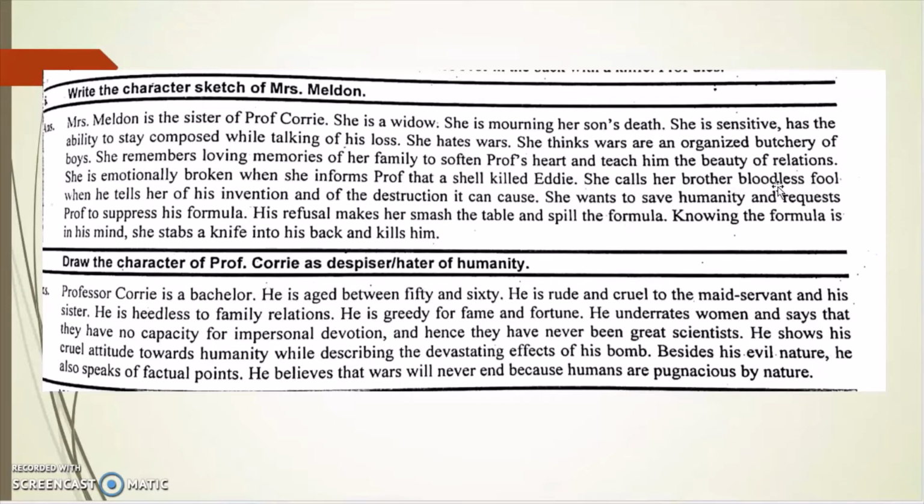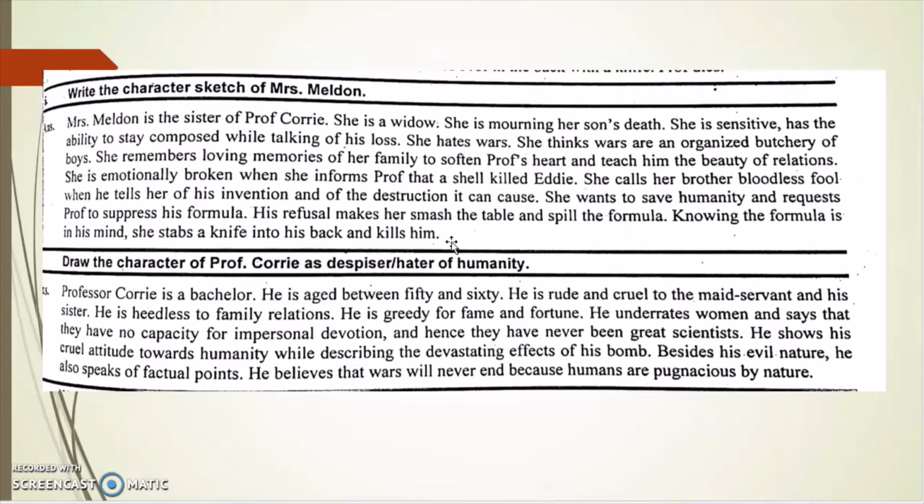She calls her brother a bloodless fool when he tells her of his invention and of the destruction it can cause. She wants to save humanity and requests the Professor to suppress his formula. Suppress means destroy it, don't use it. His refusal makes her smash the table and spill the formula. Knowing that the formula is in his mind, she stabs a knife into his back and kills him. So that is Mrs. Milton.